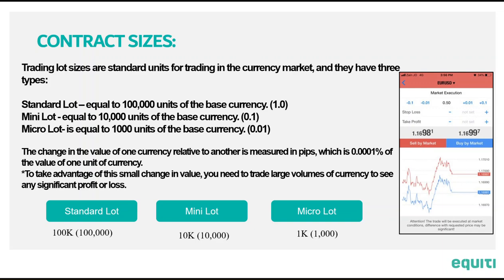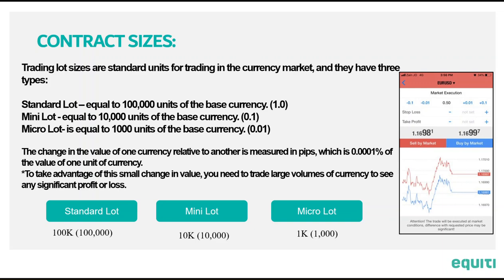The mini lot is a tenth the size of a standard lot and represents 10,000 units of the base currency. For example, if you're trading the Euro USD currency pair, a mini lot would be 10,000 euros only. Now we also have a micro lot. A micro lot is 1/10 the size of a mini lot and represents 1,000 units of the base currency only. For example, if you're trading also the Euro USD, a micro lot would be 1,000 euros.